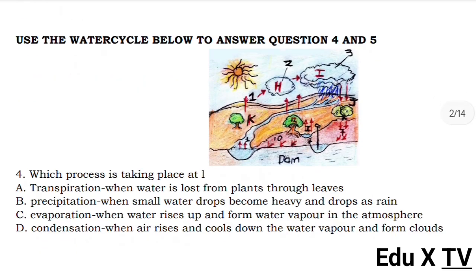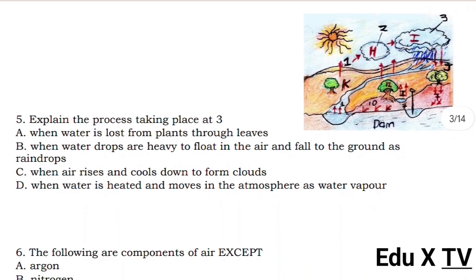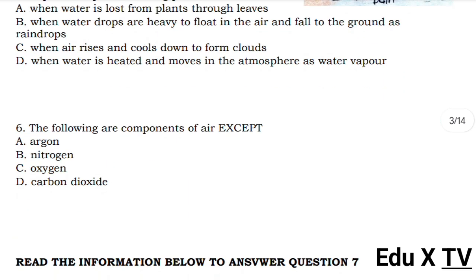Use this water cycle below to answer question 4 and 5. Number 4, what process is taking place at number 1? Answer C. Number 5, explain the process taking place at number 3. Answer C. Number 6, the following are components of air except... Answer A.